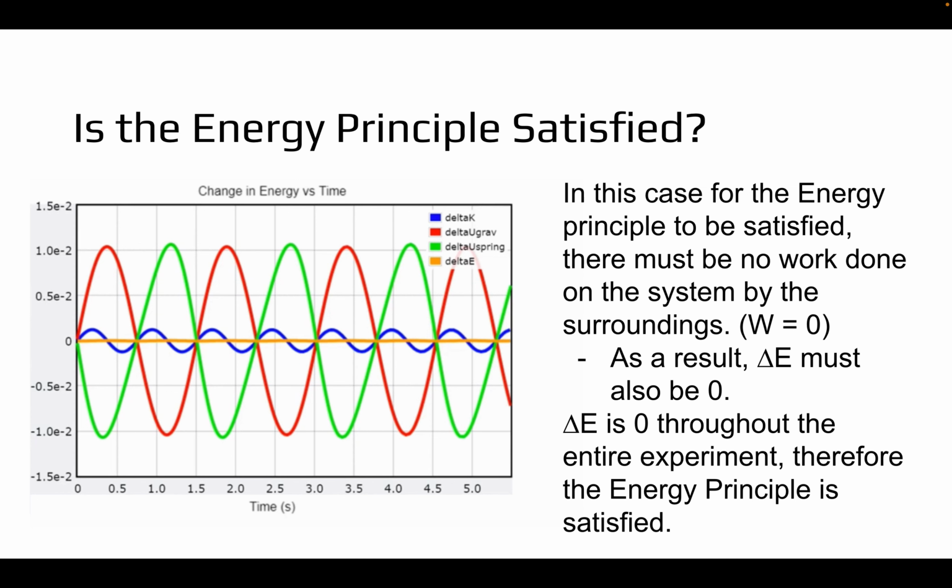So is the energy principle satisfied? In this case, for the energy principle to be satisfied, there must be no work done on the system by the surroundings. So that would mean that W has to be equal to 0. As a result, delta E must also be equal to 0. So hypothetically, if delta E is 0 throughout the entire experiment, then the energy principle must be satisfied.